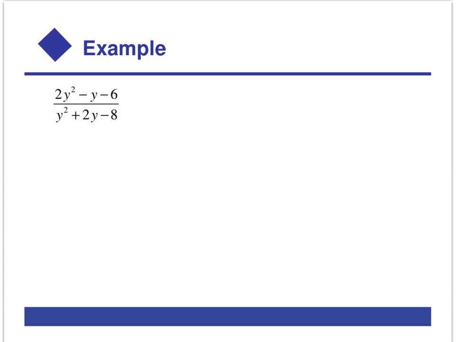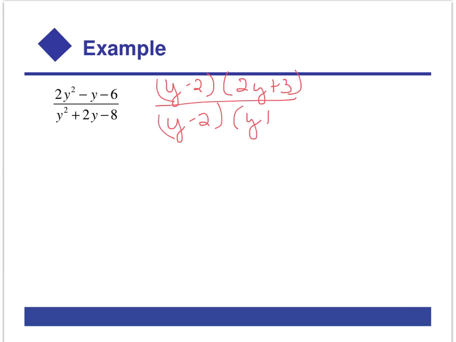So for example, let's simplify this one by factoring first. When we factor, we're going to get y minus 2 times 2y plus 3 over y minus 2 times y plus 4, and then these two cancel here and here, so now we're left with 2y plus 3 over y plus 4, and that's our final answer.